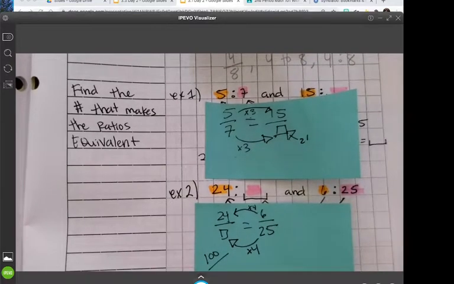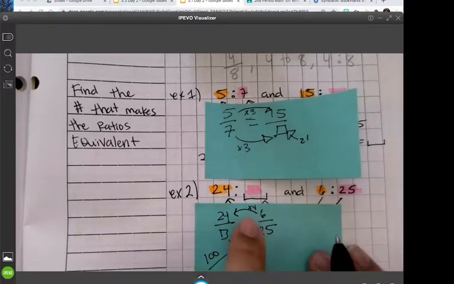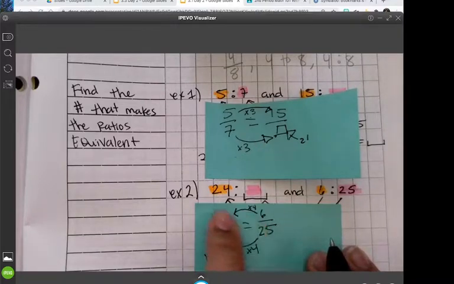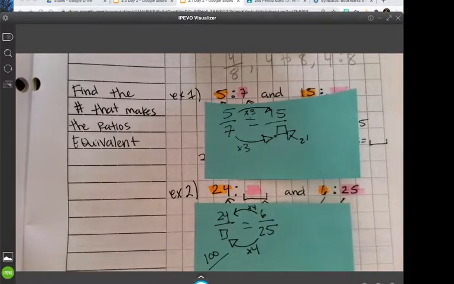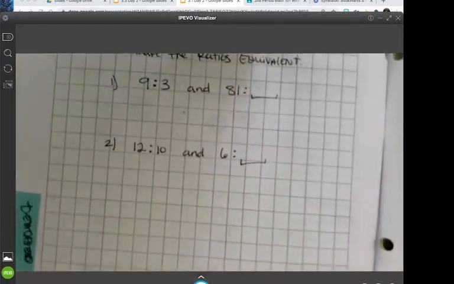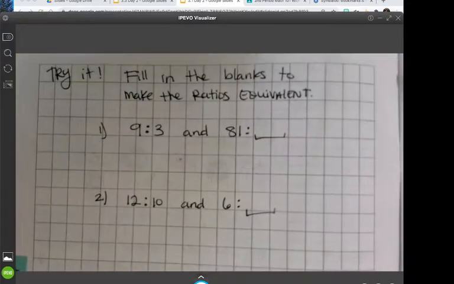That is basically it. Equivalent ratios, whatever happens at the top happens at the bottom. So the question is, what is the relationship? How do you go from this number to this number? You do the same thing down there. Pause that or rewatch that if you need to look at that again, but go ahead and do the try. It's fill in the blanks.